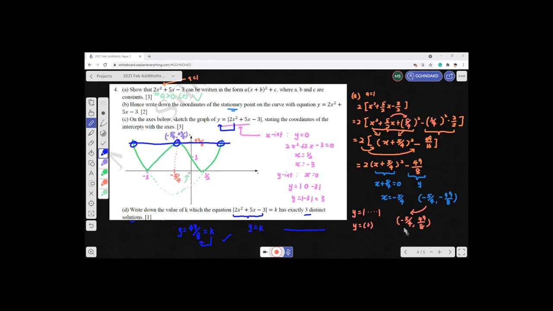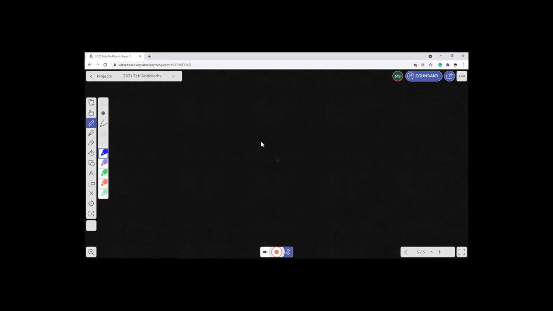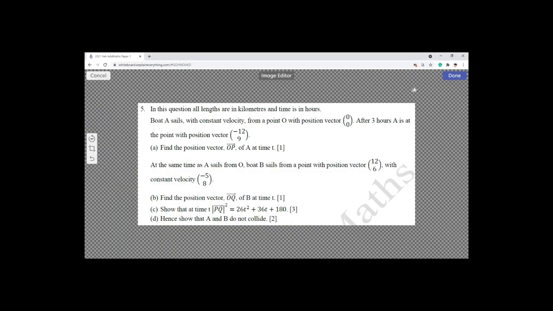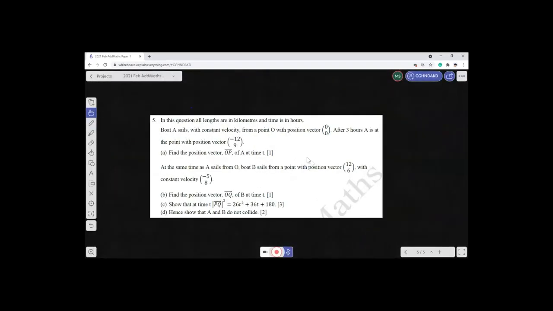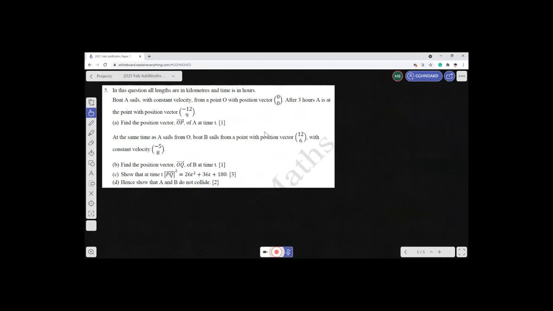This question 5 is the question that many students don't like. It's about vectors, not in the vector form, but in terms of velocity. And this velocity question is a little bit harder than the normal one. In this question, all lengths are in kilometers and time is in hours.